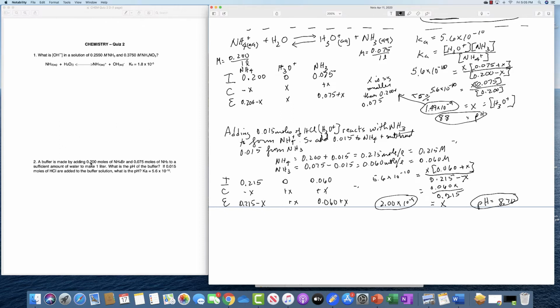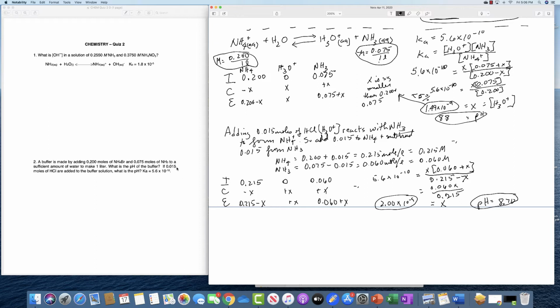A buffer is made by adding 0.2 moles of NH4Br and 0.075 moles of ammonia to a sufficient amount of water to make 1 liter. So it's telling you the molarity here is this many moles per liter and this many moles per liter. It's telling you the concentrations in the problem like that. Now, we're talking about the formation of an acid, so it's exactly the opposite of the equation up here.